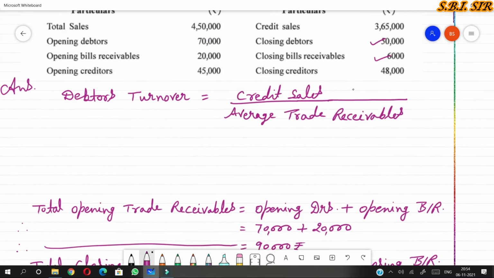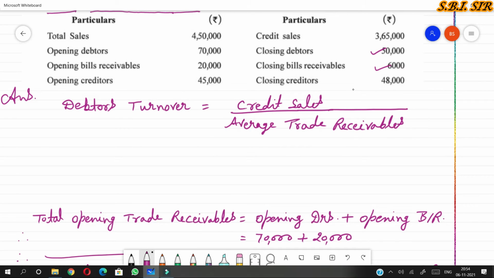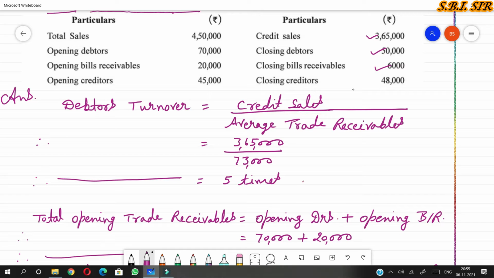Now we will put values in the formula. Credit sales 3,65,000 divided by average trade receivables, we have found out 73,000. 3,65,000 divided by 73,000, we will get 5 times. So it is debtors turnover, and this is one of our answers.